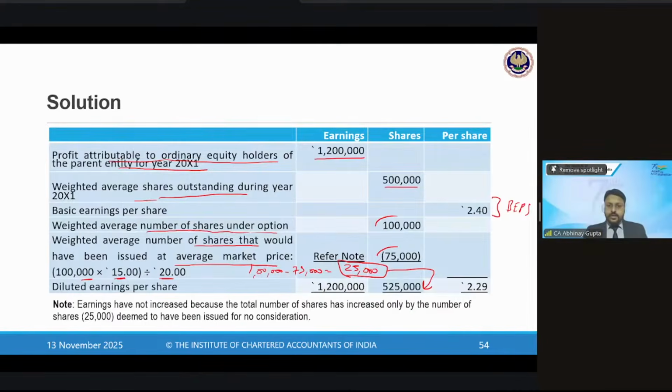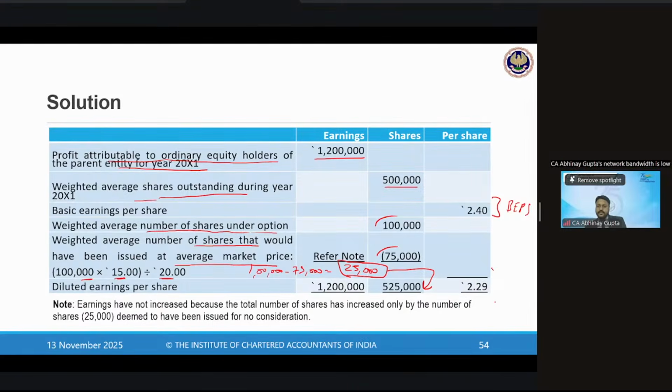So now what would be the answer? Diluted earning per share is 12 lakhs divided by 2.29. Why is there no adjustment in earnings? Because neither were the employees getting any dividends on these employee stock option plans, nor any other benefits in the form of interest or any premium or discount, right? Nothing else. So only the denominator will be impacted.